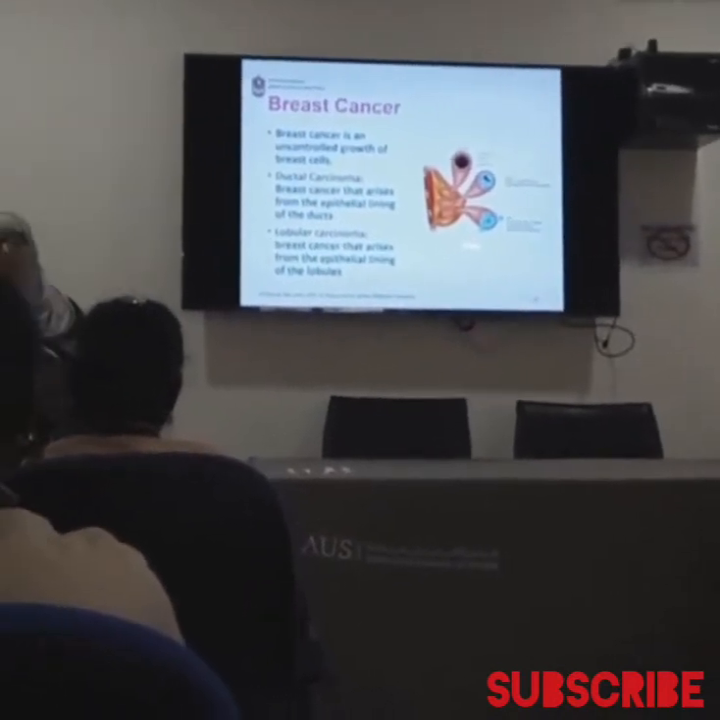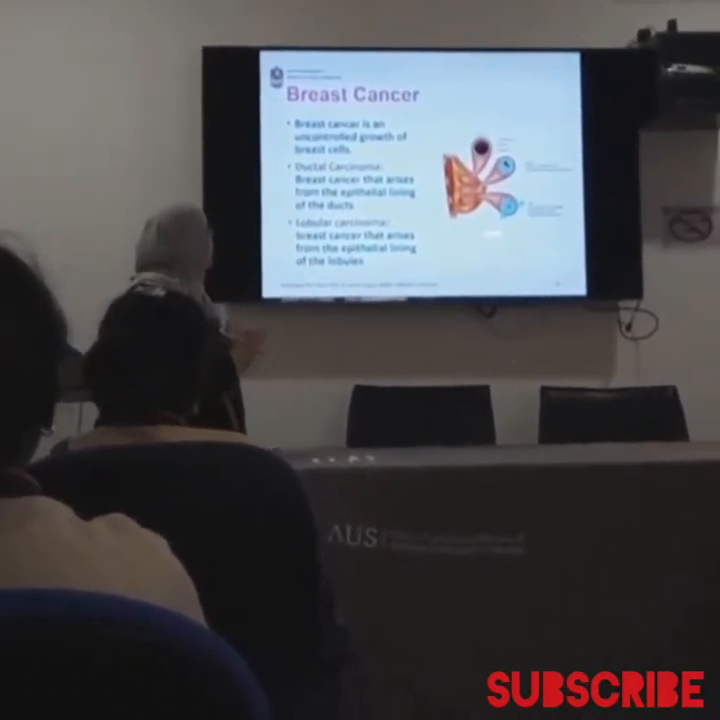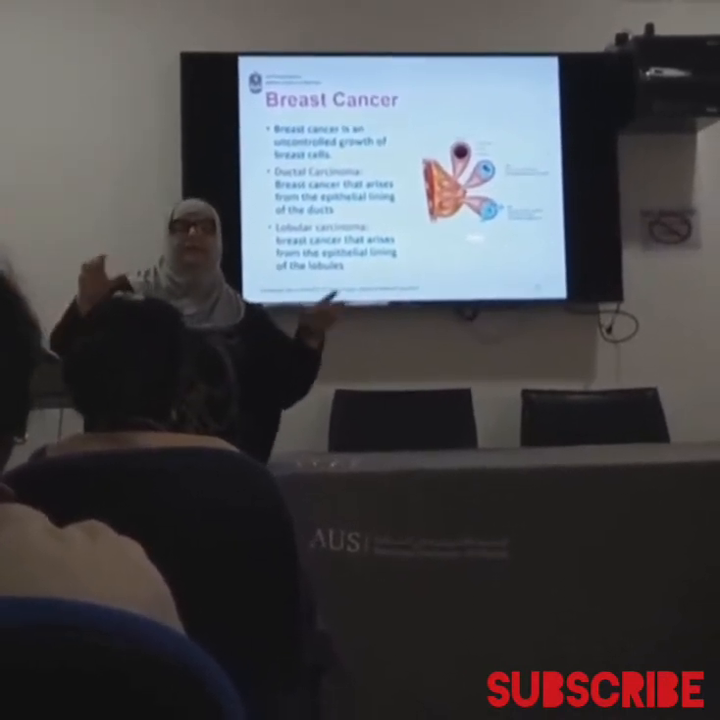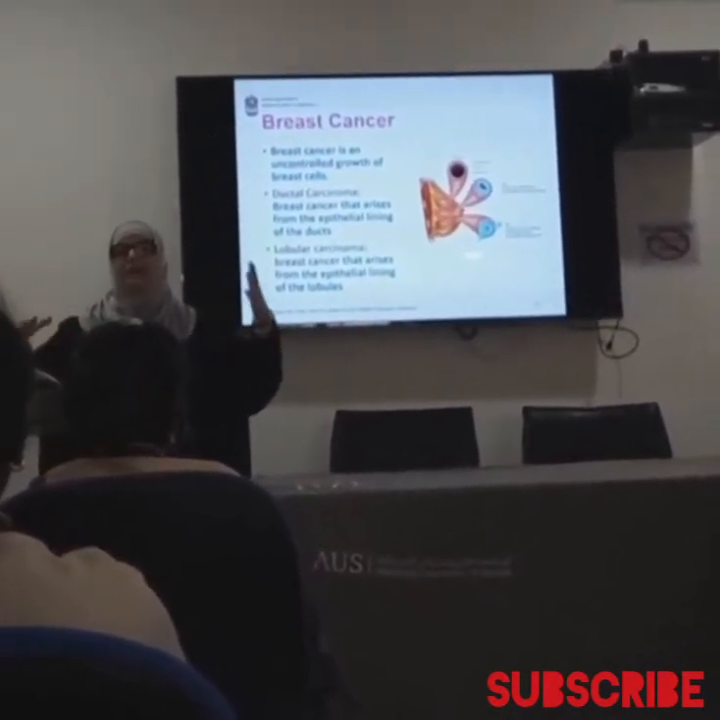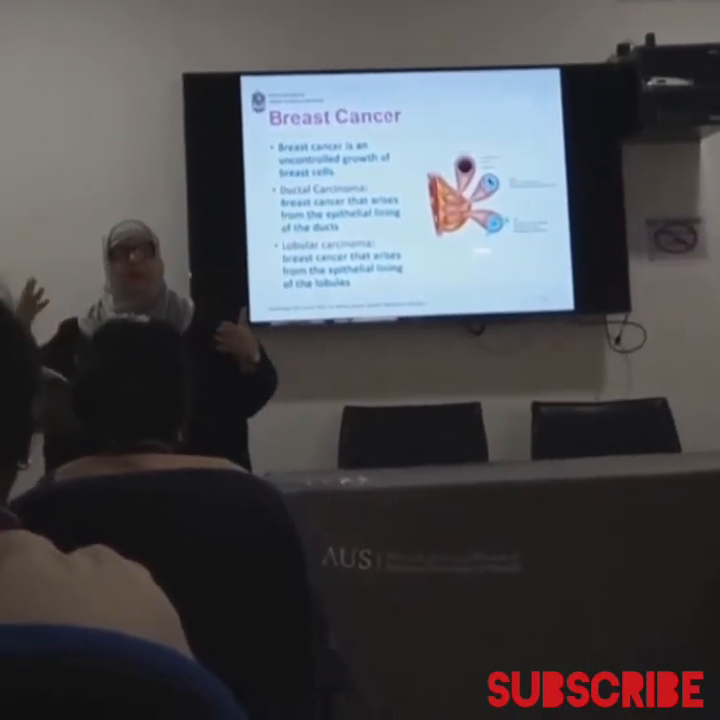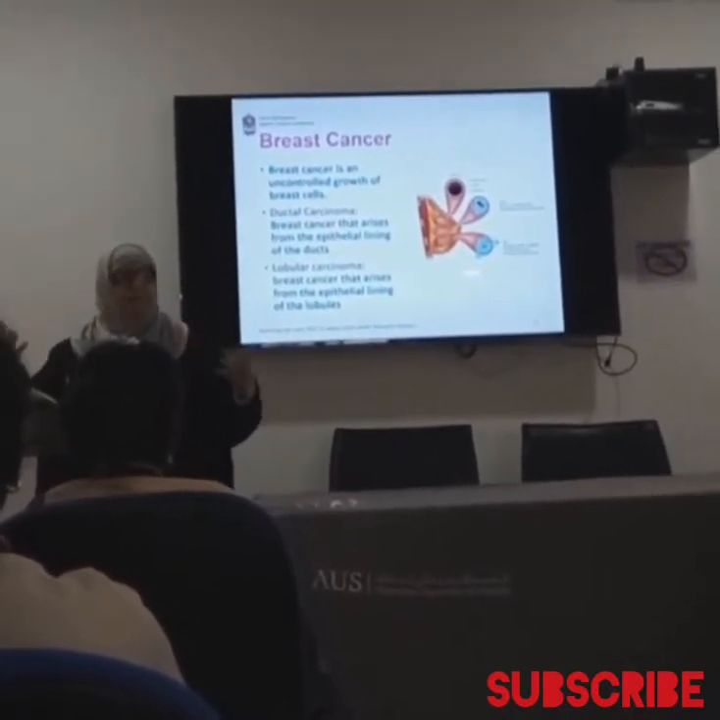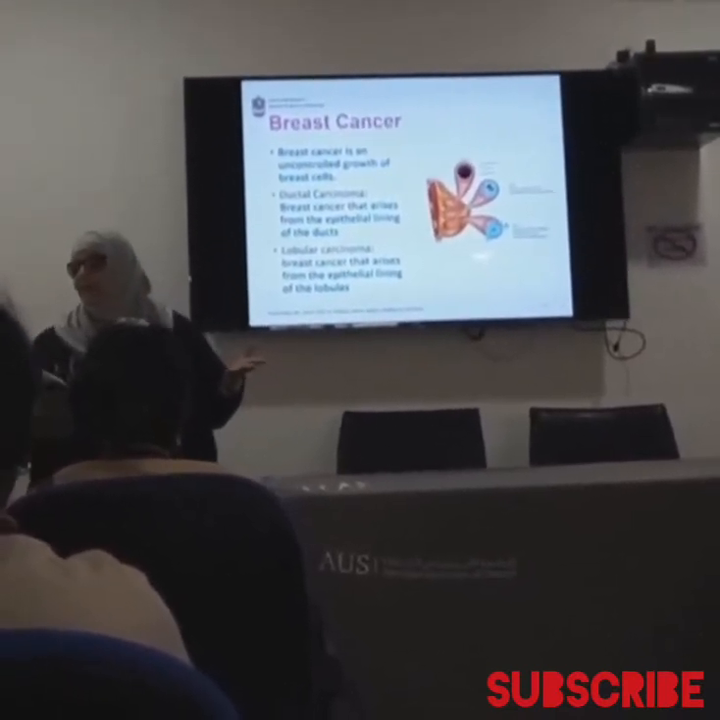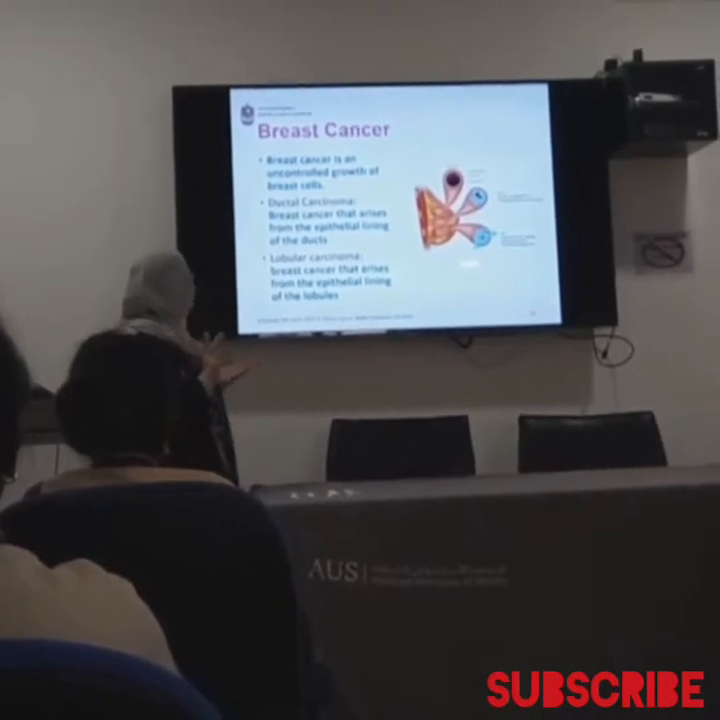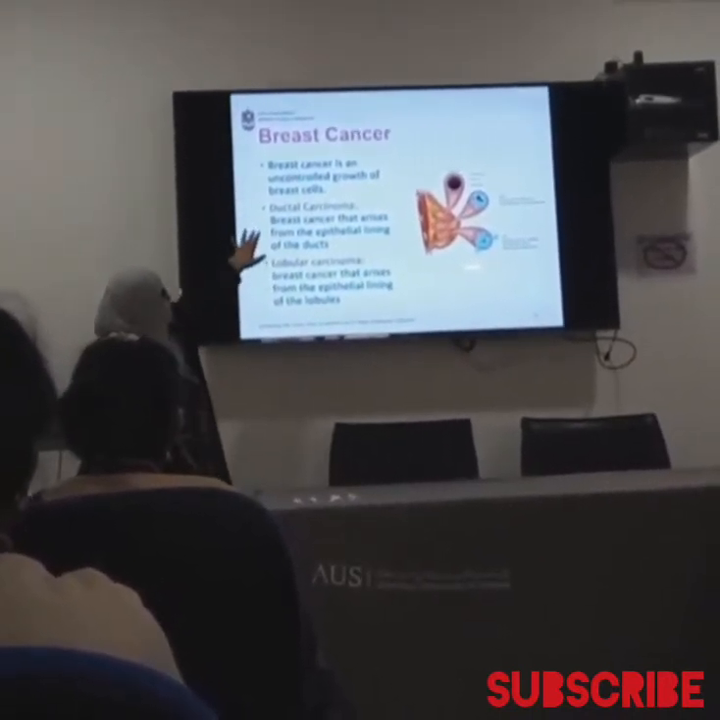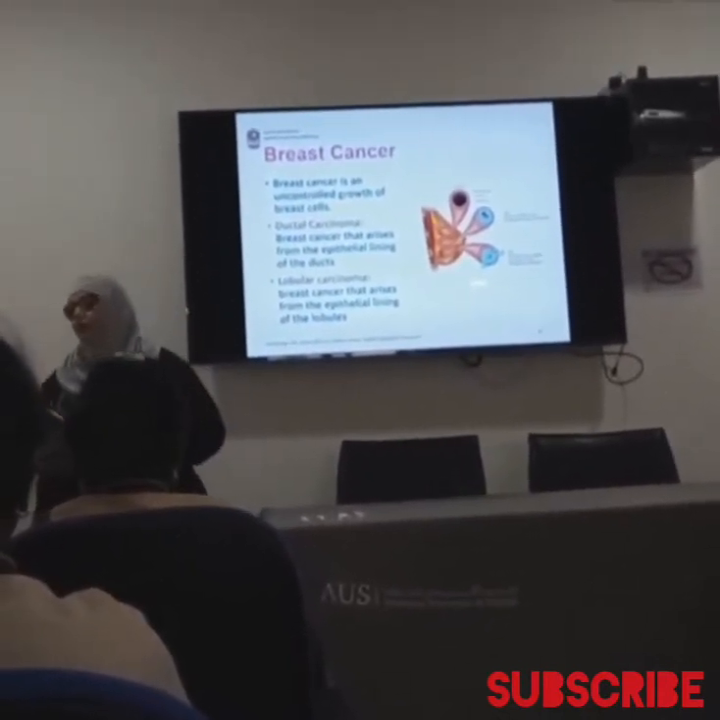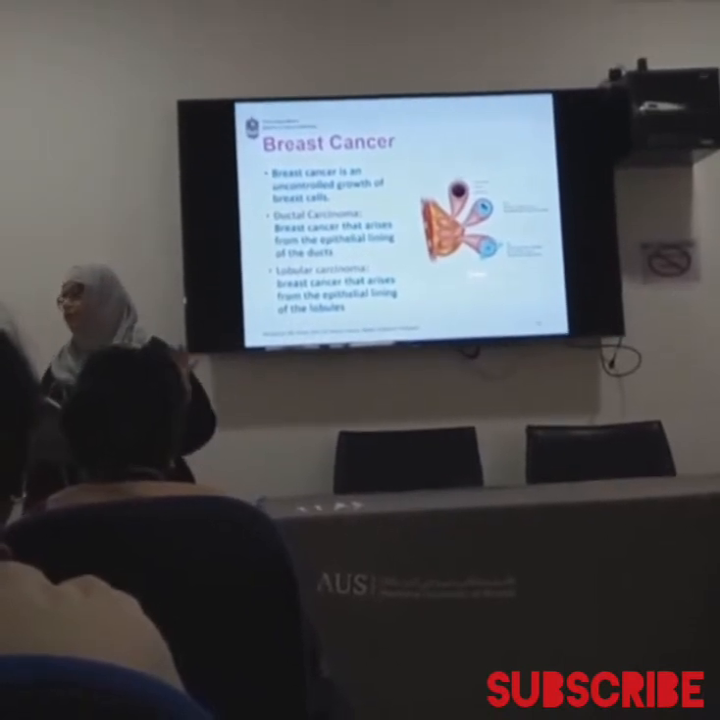So breast cancer, what do we mean by breast cancer? It is uncontrolled growth of breast cells. Something wrong happened: the cells of the breast start to grow and multiply in a way which is not controlled, in a haphazard way. And we have two types of cancer, ductal carcinoma and lobular carcinoma, according to where the cancer has arisen or originated.